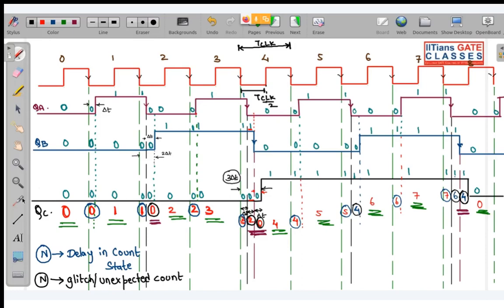My diagram is getting very messy over here. You can see this is the point where your maximum delay is happening, and it is being contained in this TCLK by 2. But if this delay was coming outside this TCLK by 2, then I couldn't make use of the strobe input. Why? Because the strobe input is basically taking the negative level of the clock and removing the glitches.